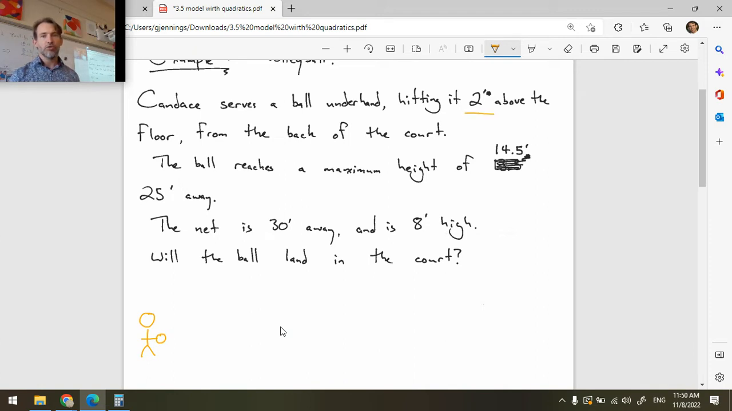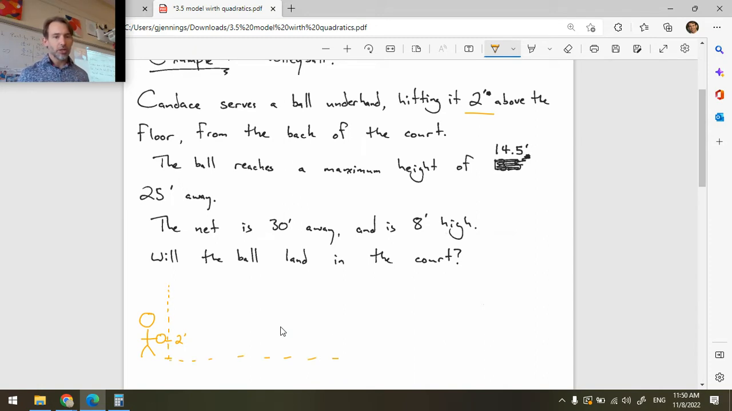It's 2 feet above the floor where she hits it. The little single apostrophe, that's a foot. So it's 2 feet. That looks to me like about 2 feet. Maybe she's not too tall. She serves it underhand. So this is 2 feet high. And it's from the edge of the court. So this is the beginning of the court where she hits it from.